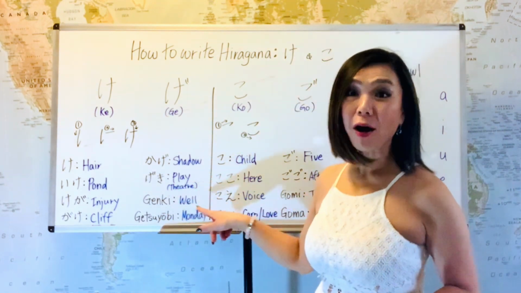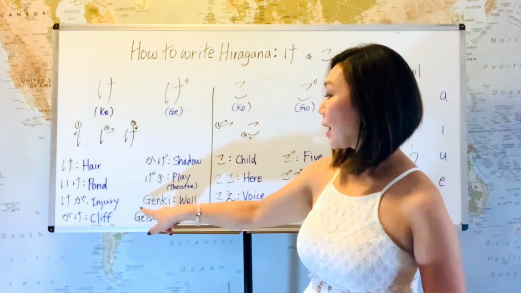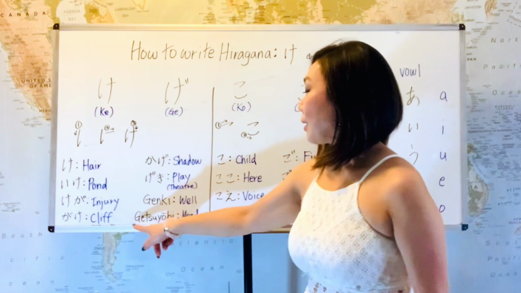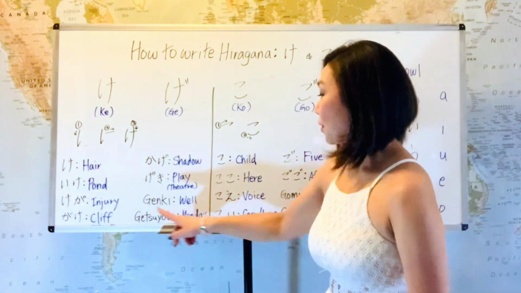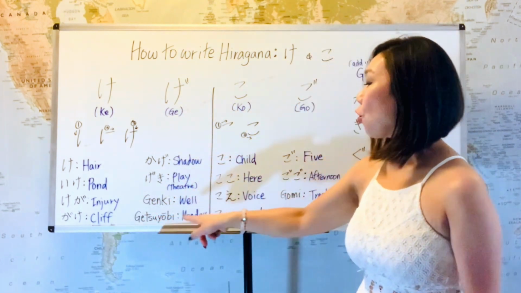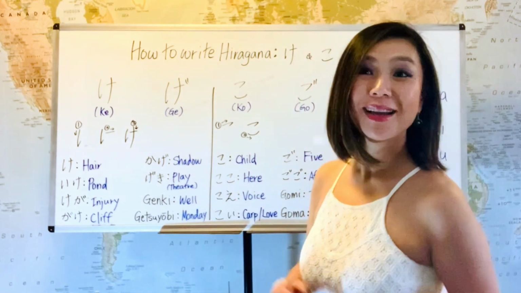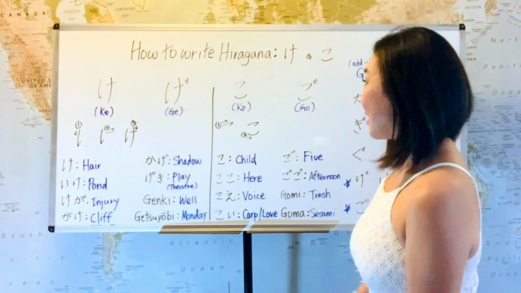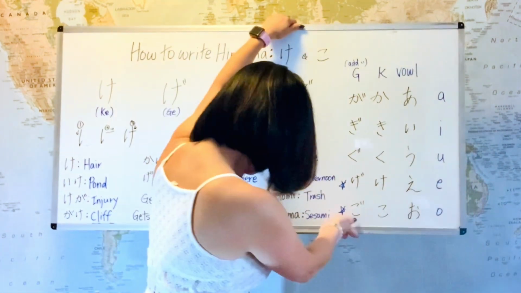Genki means well. So we use the ge, this character, to write genki. Okay? And then the last one, 月曜日. The first character, we write this character, ge. 月曜日 means Monday. Now, let's move on to the third character, and that is ko. So we're doing the last character.